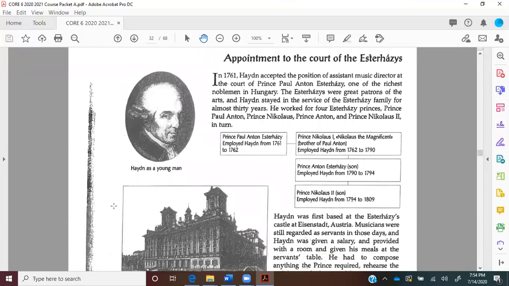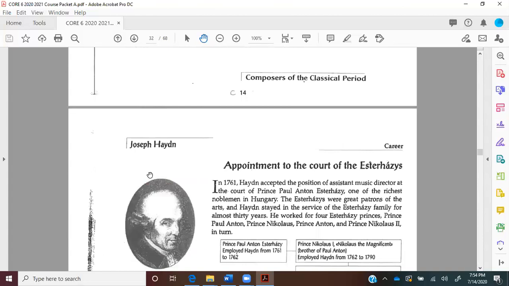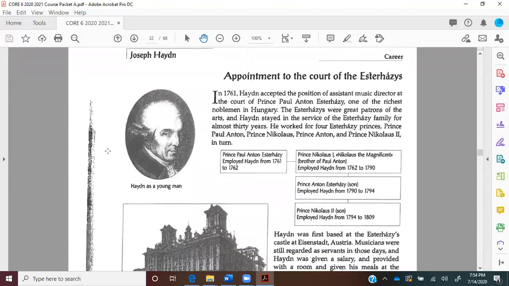Appointment to the court of the Esterhazies in 1761. So he's like 30. He's just about to turn 30. Haydn accepted the position of assistant music director at the court of Prince Paul Anton Esterhazy, one of the richest noblemen in Hungary. The Esterhazies were great patrons of the arts, and Haydn stayed in the service of the Esterhazy family for almost 30 years. He worked for 4 Esterhazy princes: Prince Paul Anton, Prince Nicholas, Prince Anton, Prince Nicholas II. Not particularly creative in their naming of princes, right?